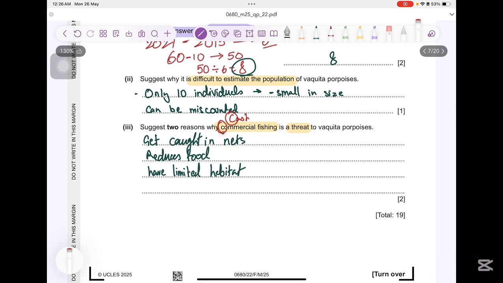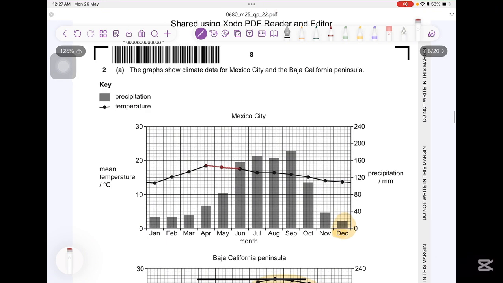Suggest 2 reasons why commercial fishing is a threat. The fishes that they harvest in order to sell it for cash. They get caught in nets. The vaquita get caught in nets. It reduces the food, because vaquita feed on these fishes, so it reduces the food and they have limited habitat.